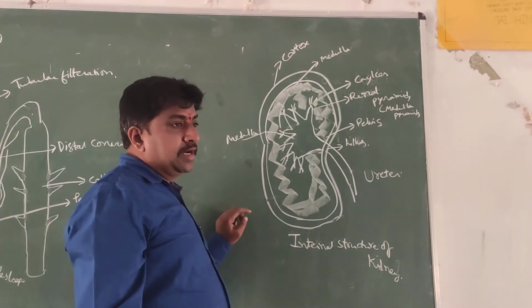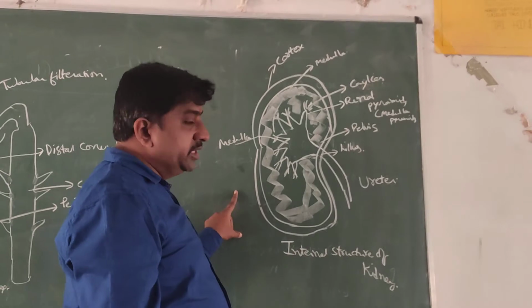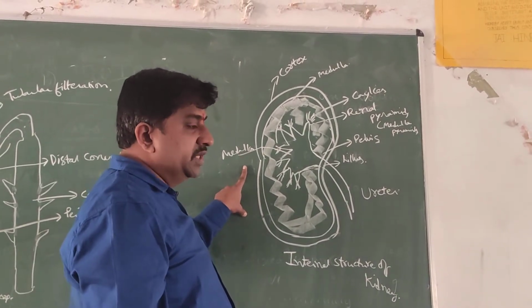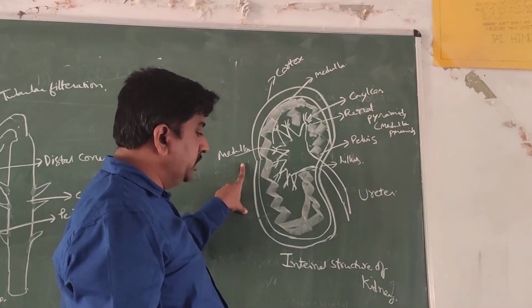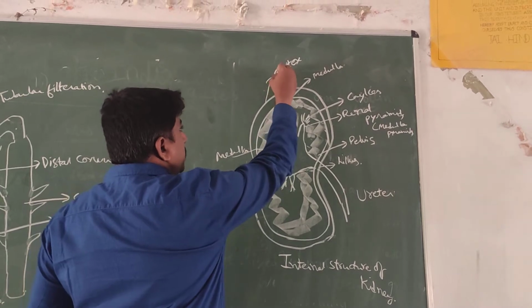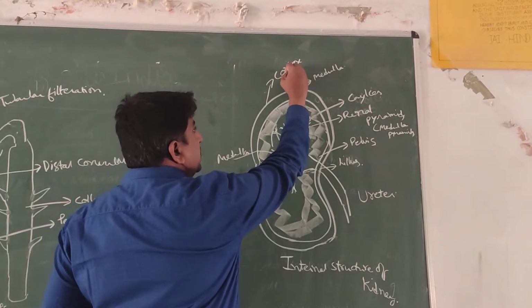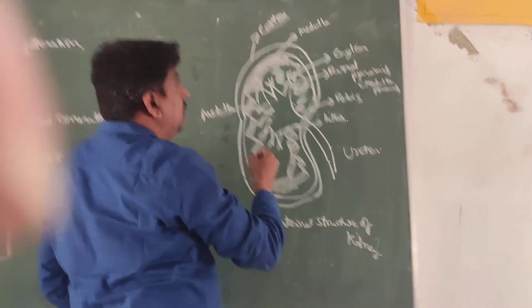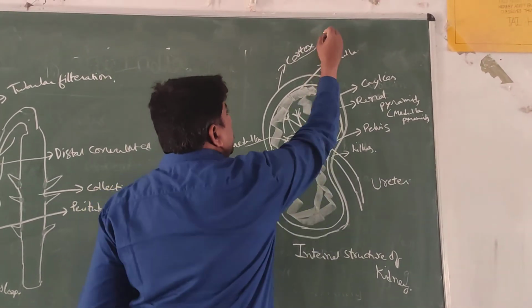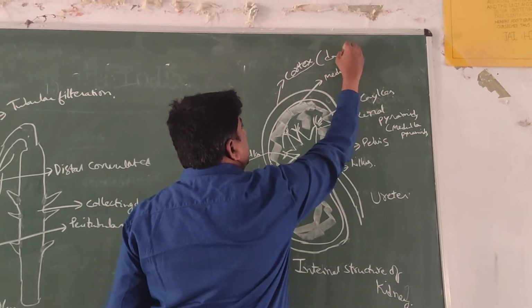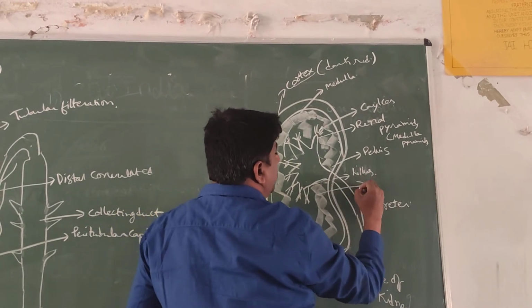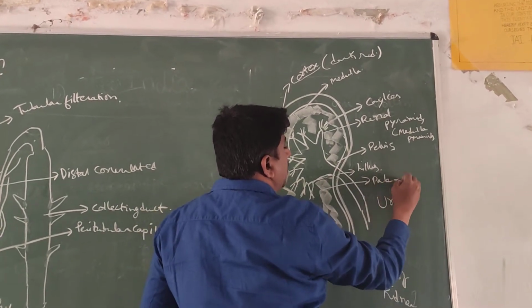We are going to the class regarding the internal structure of the kidney. In the previous class, I taught about the internal structure of the kidney. Already I explained about the outer region. We are able to see the dark outer region is called the cortex, and the inner region is called the medulla. The cortex is dark reddish in color, and the medulla is pale red in color.